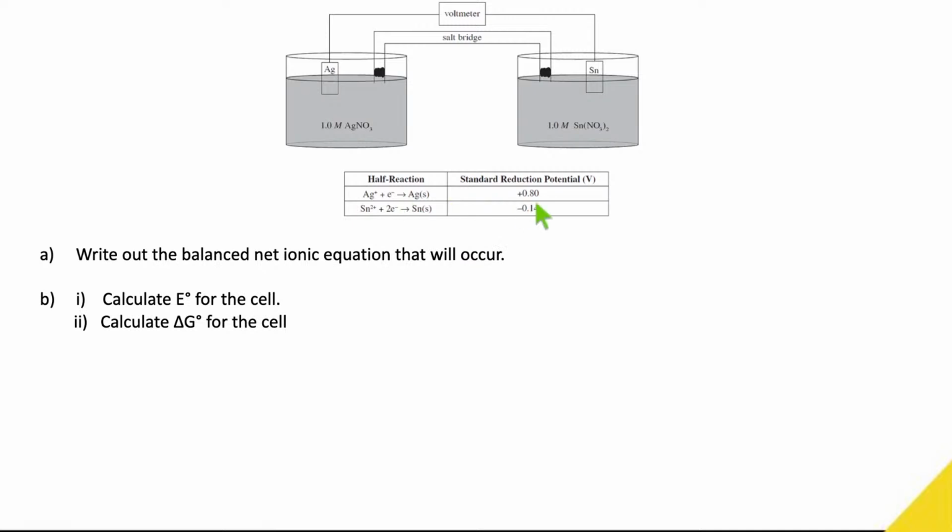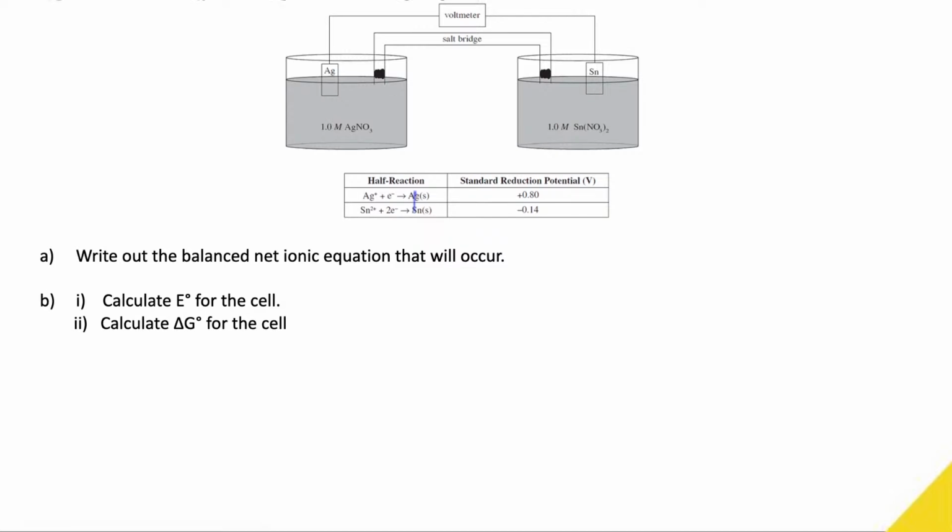So they show me the table here. I know I want an E that is greater than 0. Remember, one will be an oxidation, one will be a reduction. So I'll have to flip one of these reactions around. And the one that I will need to flip will be the second one. So my net reaction will be Ag+ plus an electron to give me Ag solid, and my E is going to be plus 0.80.